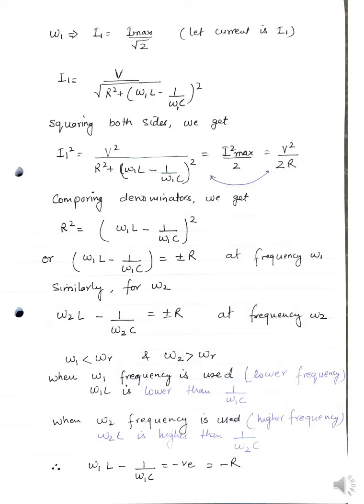You need to get 2R here, so it will be R square, and this is also equal to R square, then it will be 2R. Now comparing denominators, we get R square will be equal to (omega L minus 1 upon omega C) square, or if we say that omega L minus 1 upon omega C is equal to plus minus R.